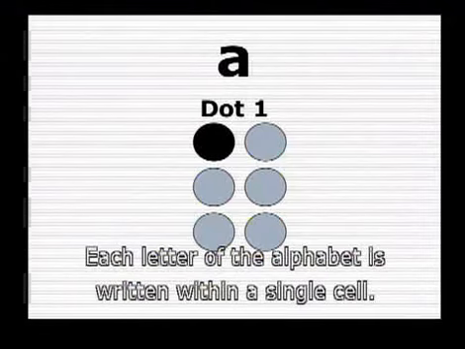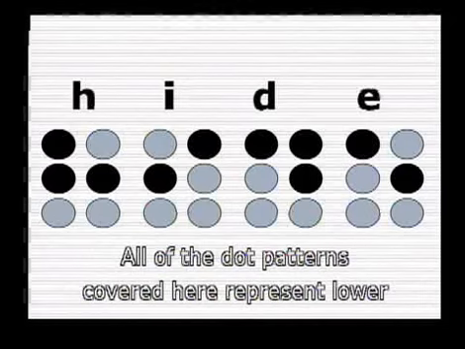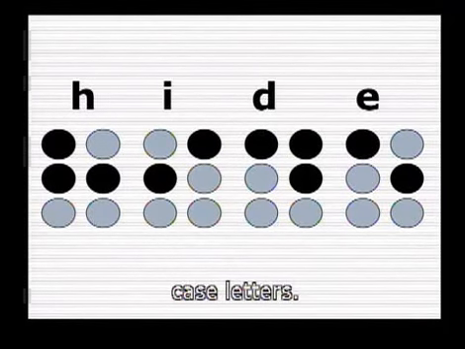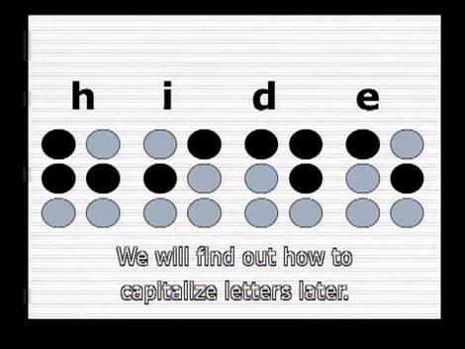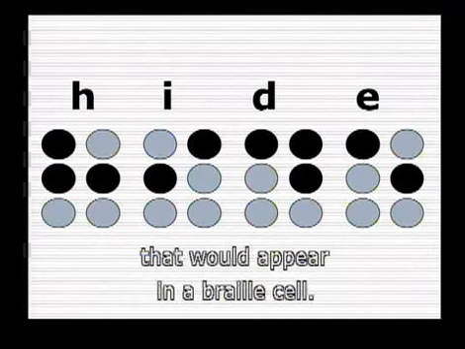Letters of the alphabet. Each letter of the alphabet is written within a single cell. Words are formed by writing letters in adjacent cells. All of the dot patterns covered here represent lowercase letters. We will find out how to capitalize letters later. Following are the dot patterns used for each letter that would appear in a Braille cell.